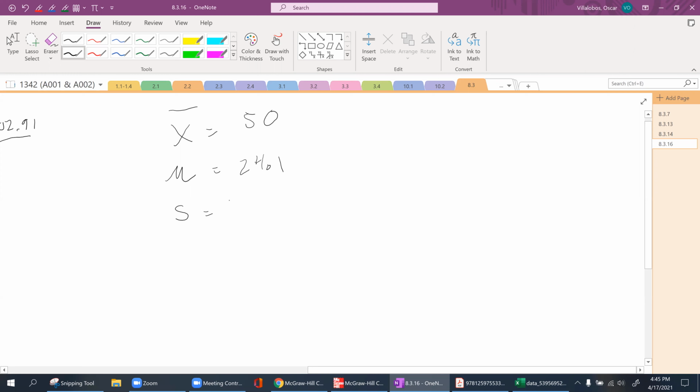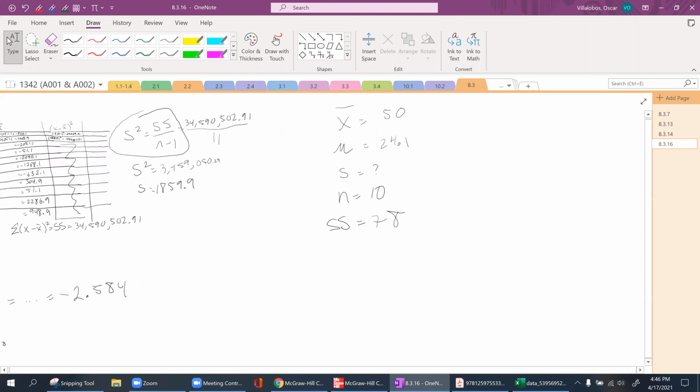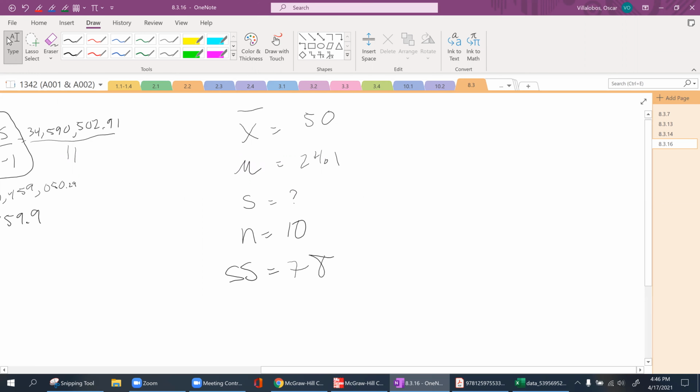Your standard deviation is not there. Your n value is given, so let's just say that's 10. But I also told you that the sum of squares is, I don't know, something like 78. And I'm asking you to run, I'll probably ask, hey, run a two-tailed test or run a one-tailed test.